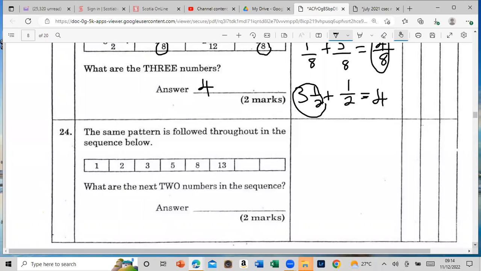All right, let's look at 24. It's 4. The same pattern is followed throughout in the sequence below. What are the next two numbers in the sequence? So you're going to look for a pattern. 15 and 18. Oh, you get it. Just want to see the reasoning behind it.